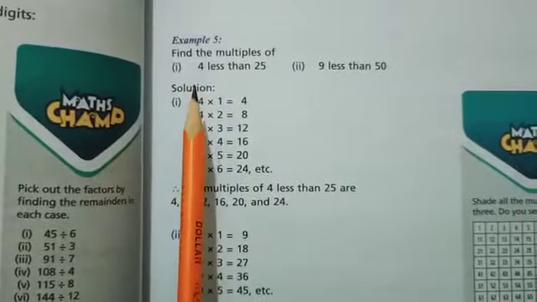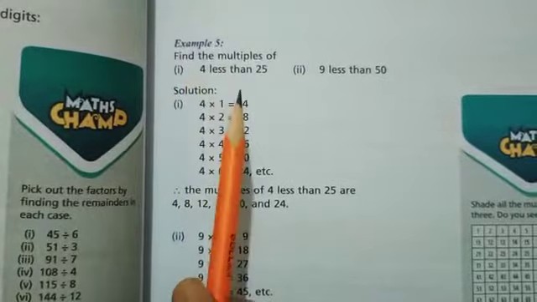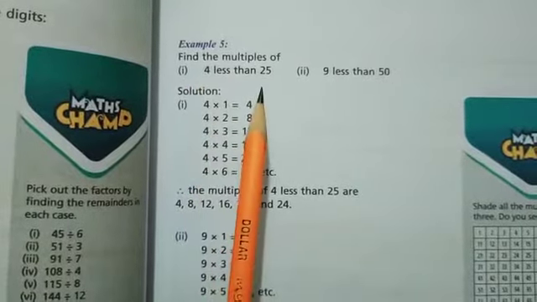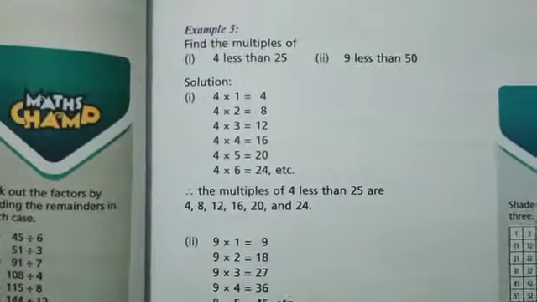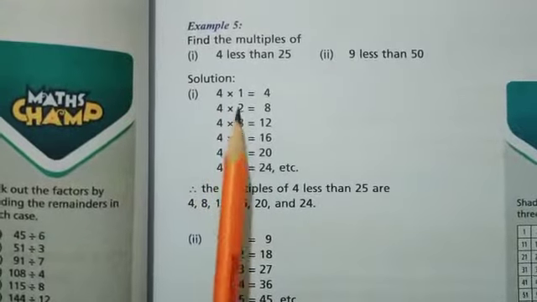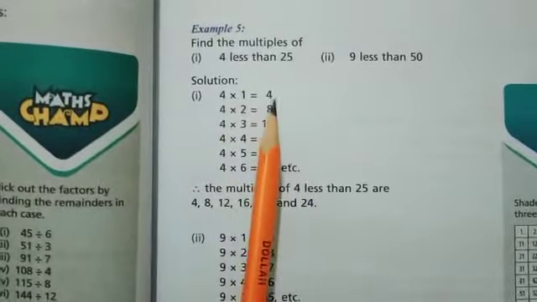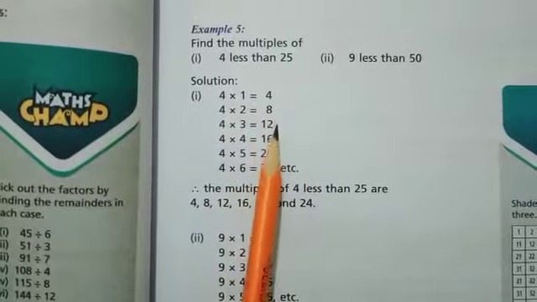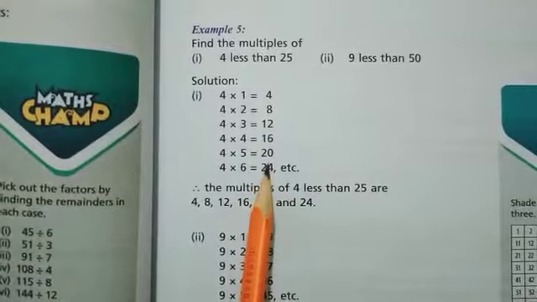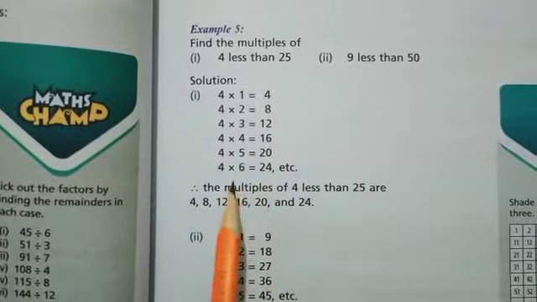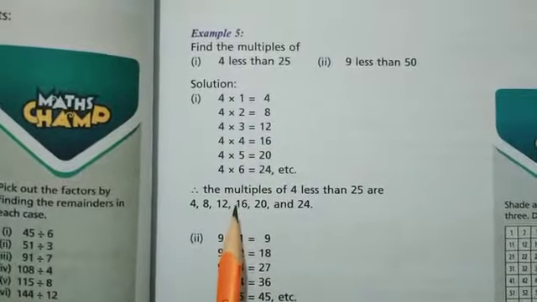We understand the examples. Find the multiples of 4 that are less than 25. Students, look here. This is 4. 1, 2, 3 are natural numbers. If we multiply with these, we get the multiples. So 4, 8, 12, 16, 20 and 24 are multiples of 4 but less than 25.